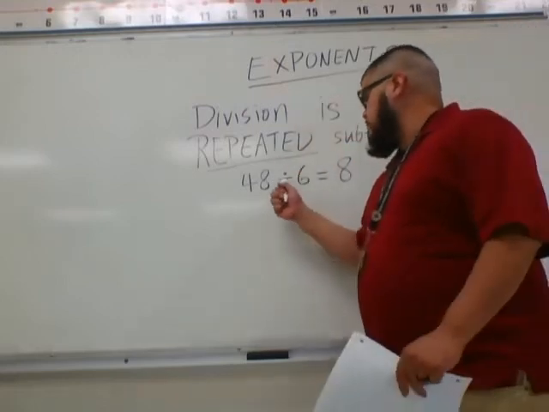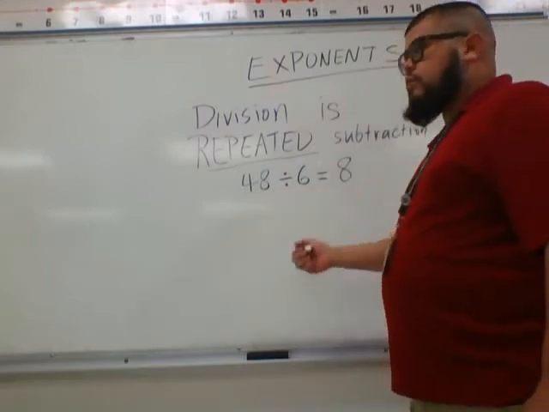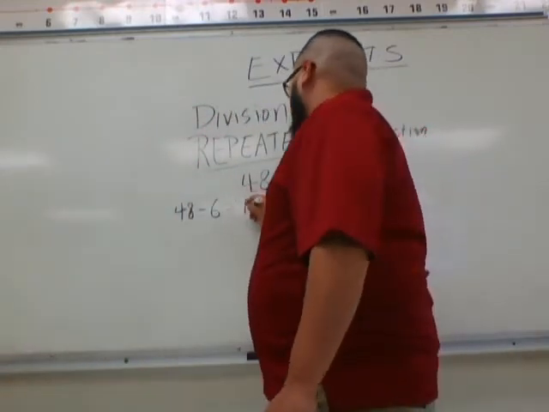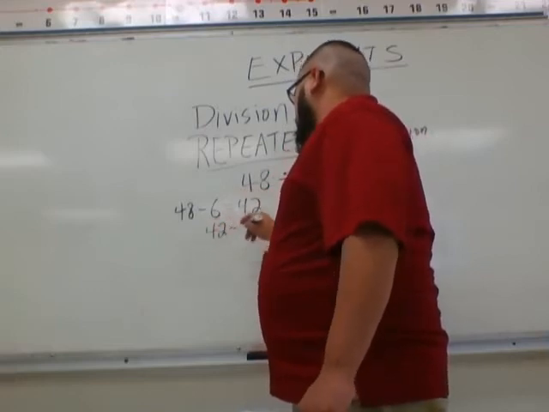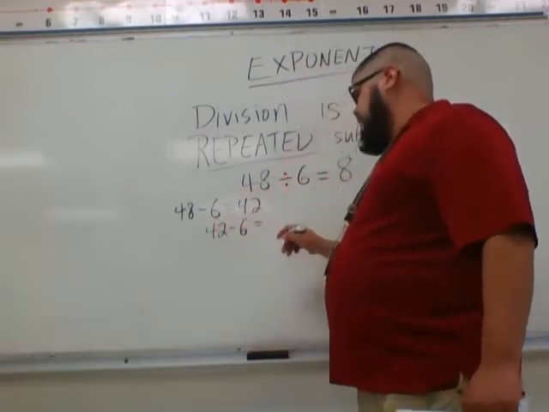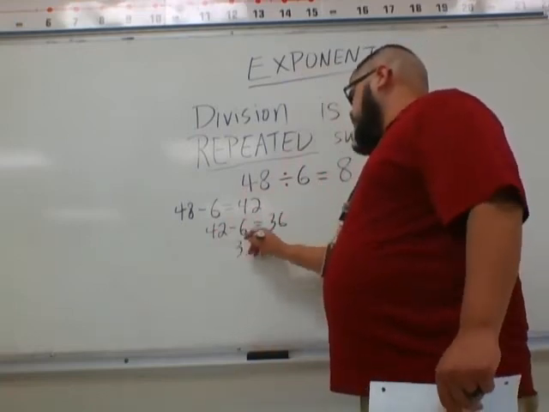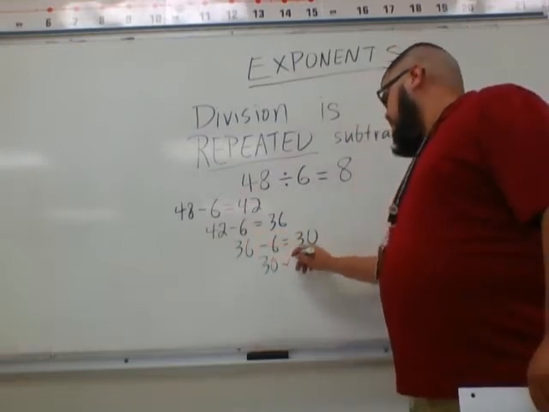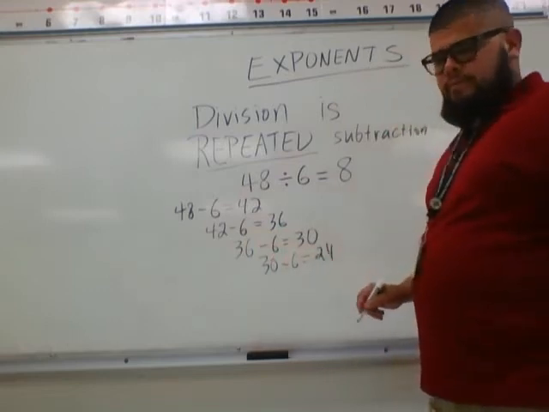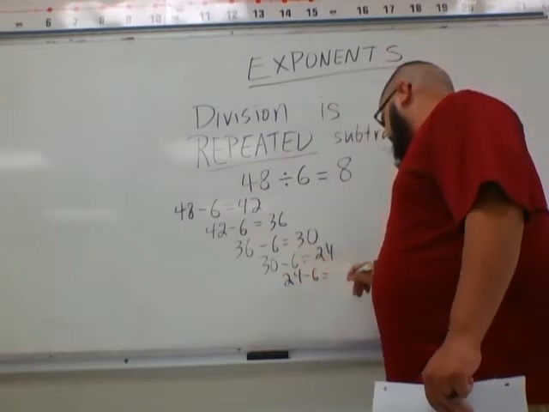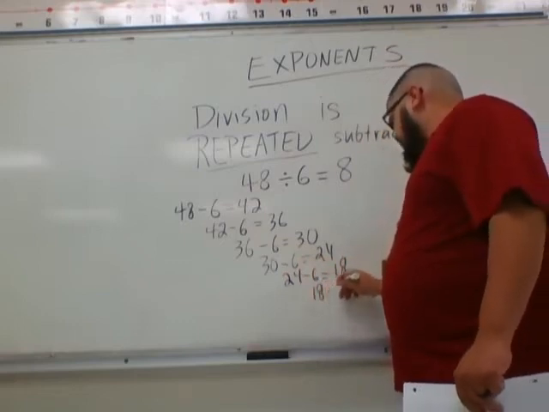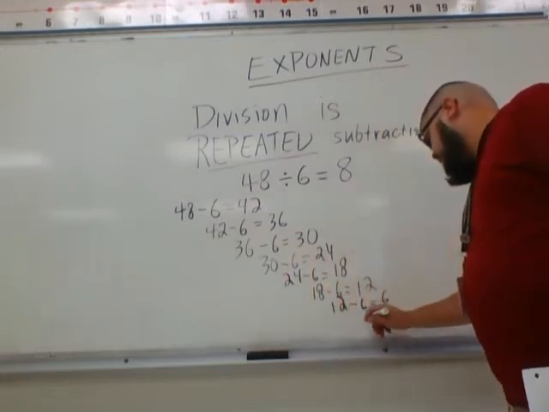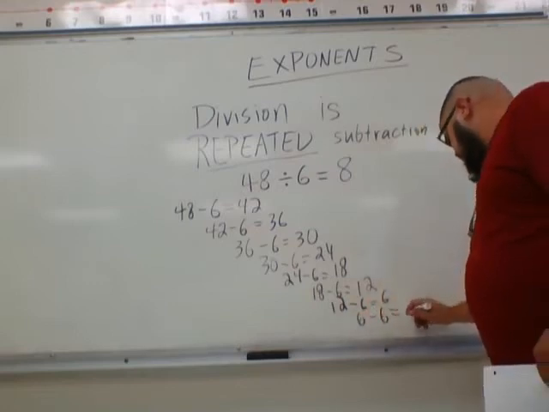So really what we're going to do here is subtract 6 from 48 over and over and over again. 48 minus 6, 42. 42 minus 6, 36. 36 minus 6, 30. 30 minus 6, 24. 24 minus 6, 18. 18 minus 6, 12. 12 minus 6, 6. And 6 minus 6, 0.